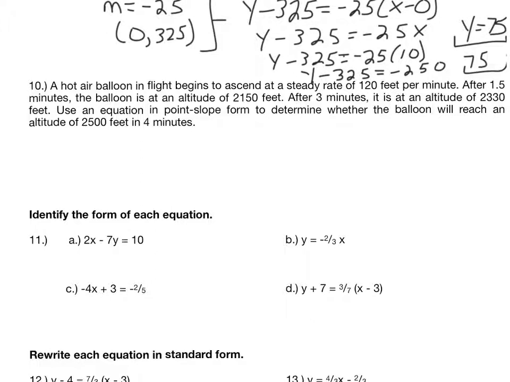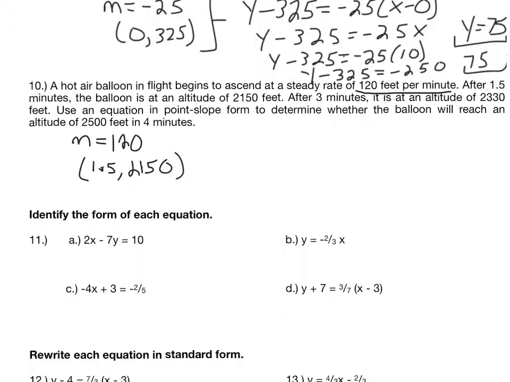A hot air balloon in flight begins to ascend at a steady rate of 120 feet per minute. That looks like a constant rate of change there. That's going to be your slope. So your slope is going to be 120. So after 1.5 minutes, the balloon is at an altitude of 2,150 feet. That looks like an ordered pair. So we have minutes, feet, minutes, feet. It's 1.5 minutes is your domain, is your x, and then that would give you 2,150 feet.